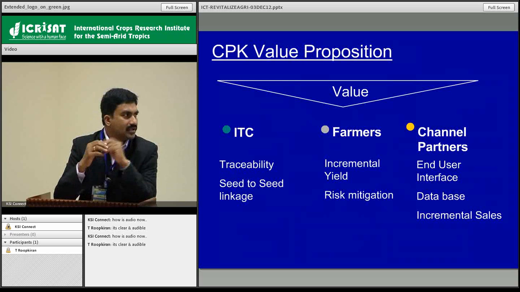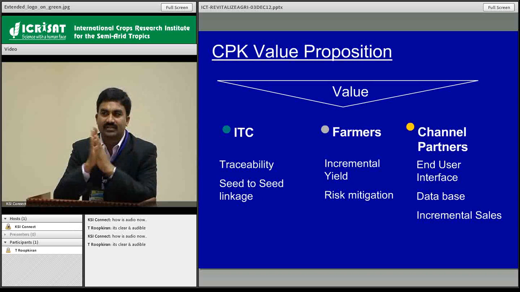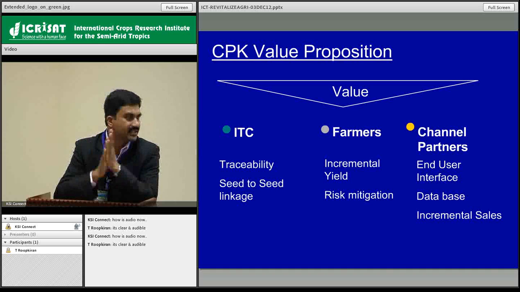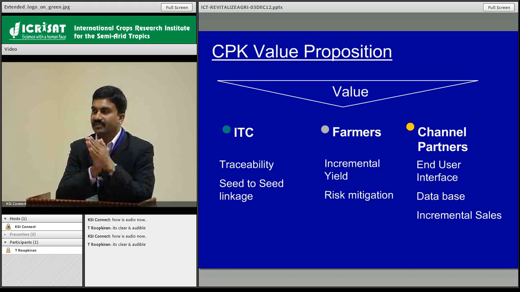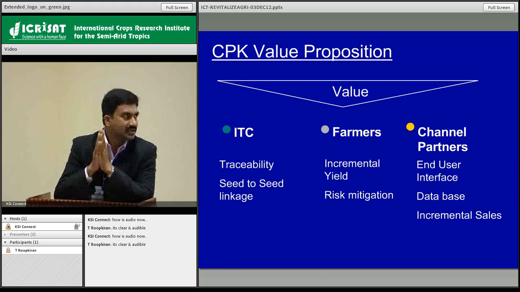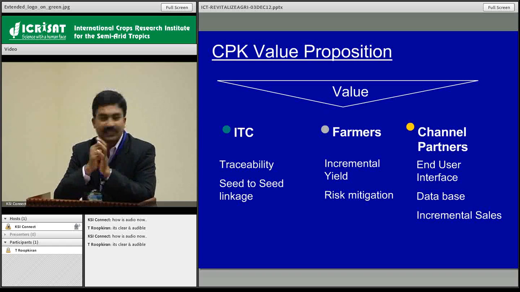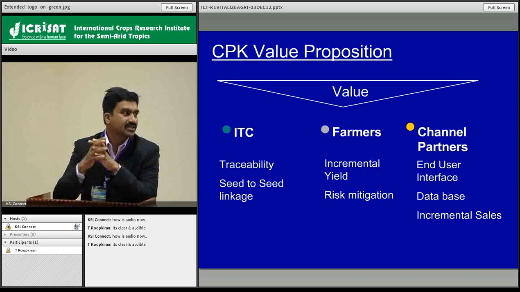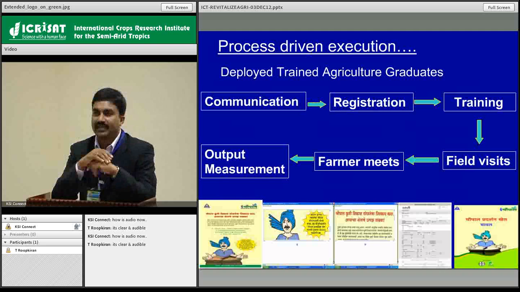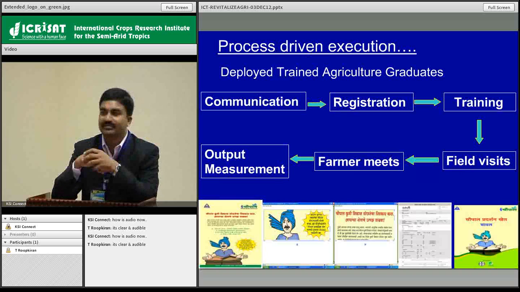So these are the benefits. What are the benefits to ITC? Basically, we get continuous linkage with farmers, and we can also maintain the traceability of the produce we are sourcing. So to the farmers, obviously incremental yield and the risk mitigation, and the partners who come with us, basically they get end-to-end interface with farmers. They get a database of the farmers and obviously sales.